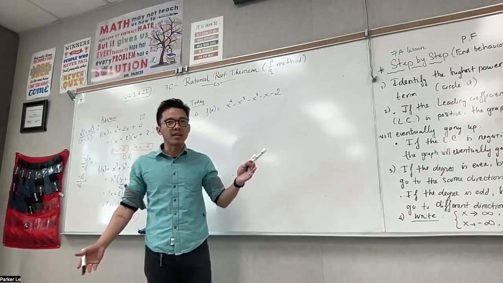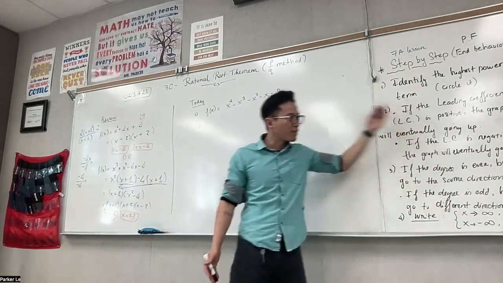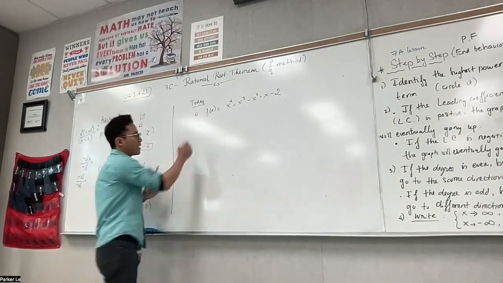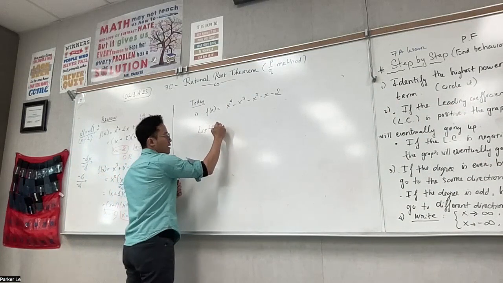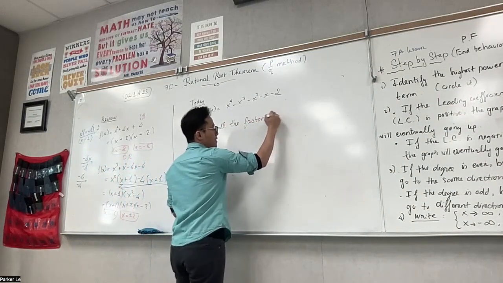So yeah, I start doing that like A, B, C, and then for the 7D, I'm going to erase this one. Anyway, you want to do this. List all the factors of the constants.